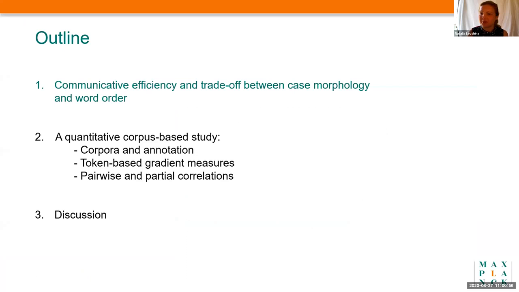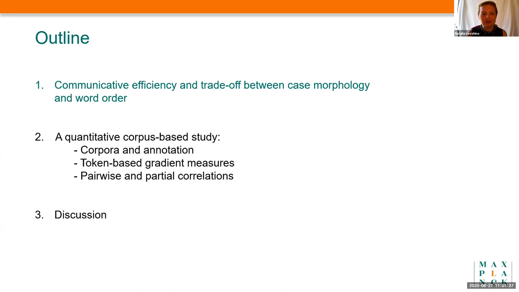Right, so I'll start with a very informal definition of communicative efficiency, and then I'll focus on the trade-off between case morphology and word order and other factors, actually. And then I present some data and results based on corpora, of course, and I'm using UD corpora, corpora of subtitles and film subtitles, as well as online news corpora. So they are annotated with the UD annotation tools that you have already heard of during this workshop.